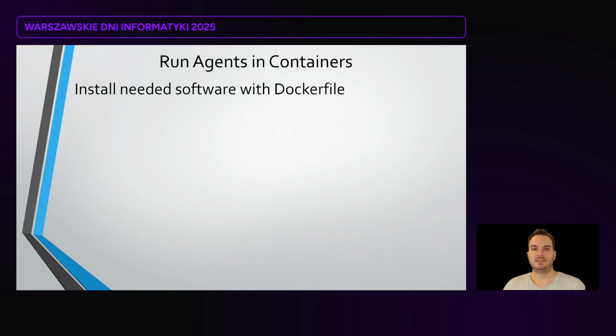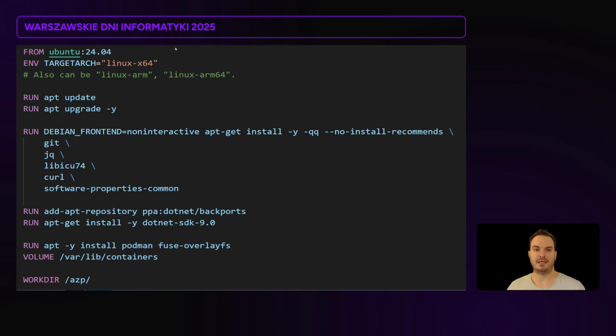The big advantage is we can still install all the software we need. We just have to add it in a Docker file. So if you take a look at the Docker file, there you can see here on the top, we're using Ubuntu 24.04, and then we install whatever software we need. For example, down here, we're installing Git. Then here we have the .NET SDK, and all the way down here, we have Podman. And then you can build this image, and then you can use the agent the same way as if it was running on a VM.